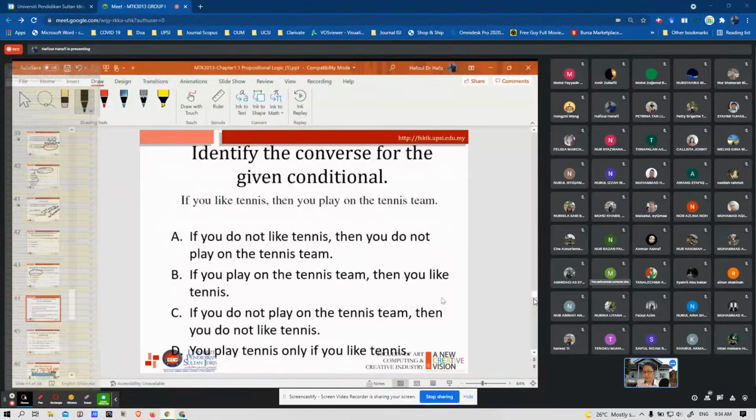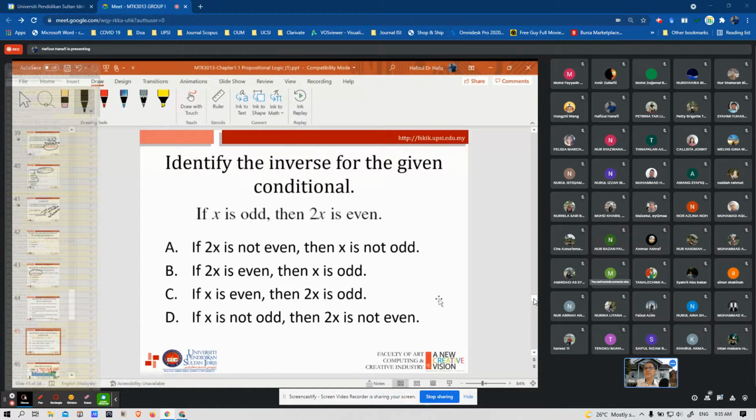Identify the converse for the given conditional. If you like tennis, then you play on the tennis team. What do you need to do for the converse? Then choose A, B, C, or D. Identify the inverse of the given conditional: if x is odd, then 2x is even.